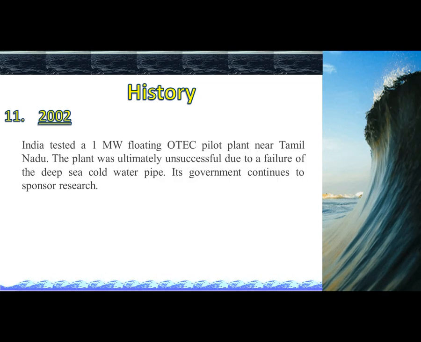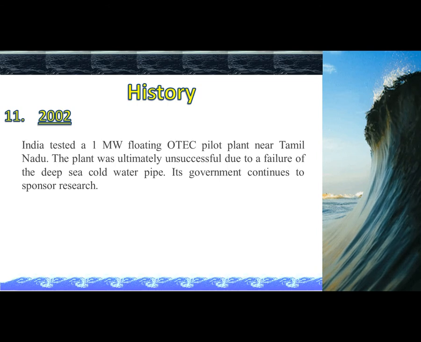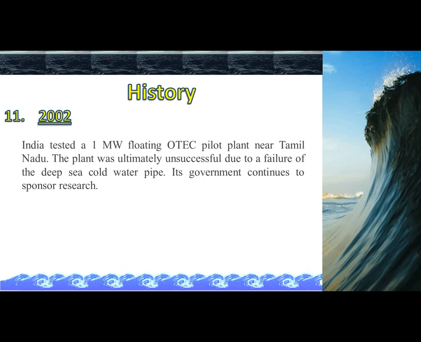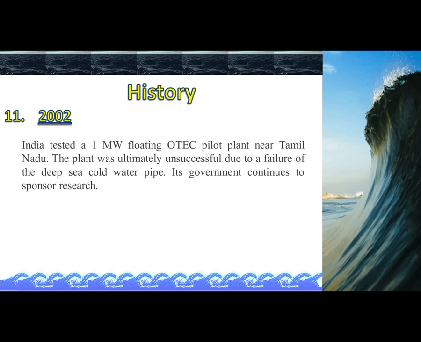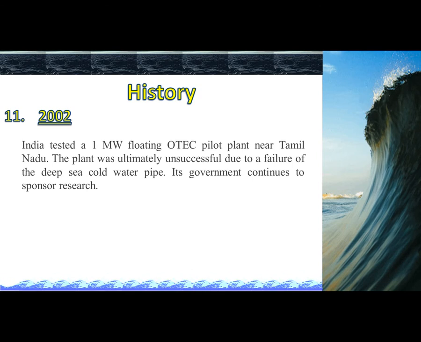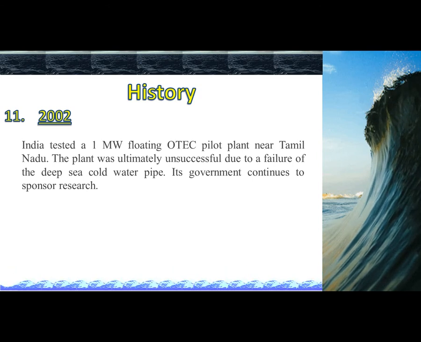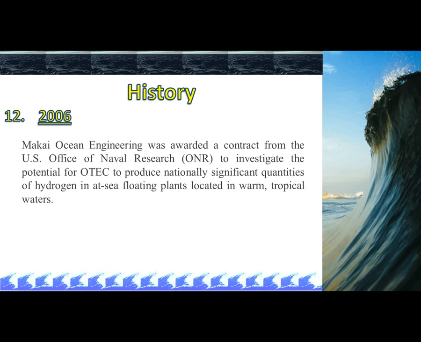In 2002, India tested a 1 megawatt floating ocean thermal energy conversion pilot plant near Tamil Nadu. The plant was ultimately unsuccessful due to a failure of the deep sea cold water pipe. Its government continues to sponsor research.